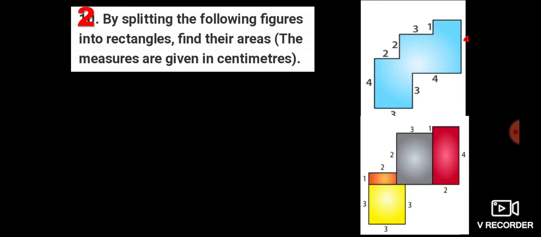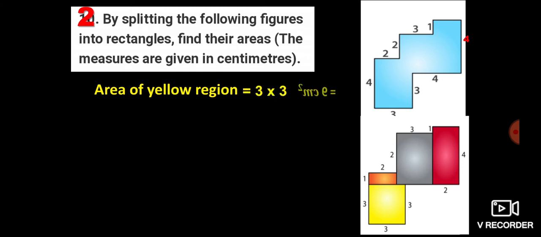Next we have to find the areas of these shapes. Rectangle, square, rectangle, square. We need to find all the areas. Then add the 4 areas. Listen, first one, area of yellow region. The total here is given 4 centimeter. But we split here like this, 1 centimeter and 3 centimeter. Total 4. So the side of yellow region is 3 centimeter. And length and breadth are same, 3 into 3, that is 9 centimeter square.